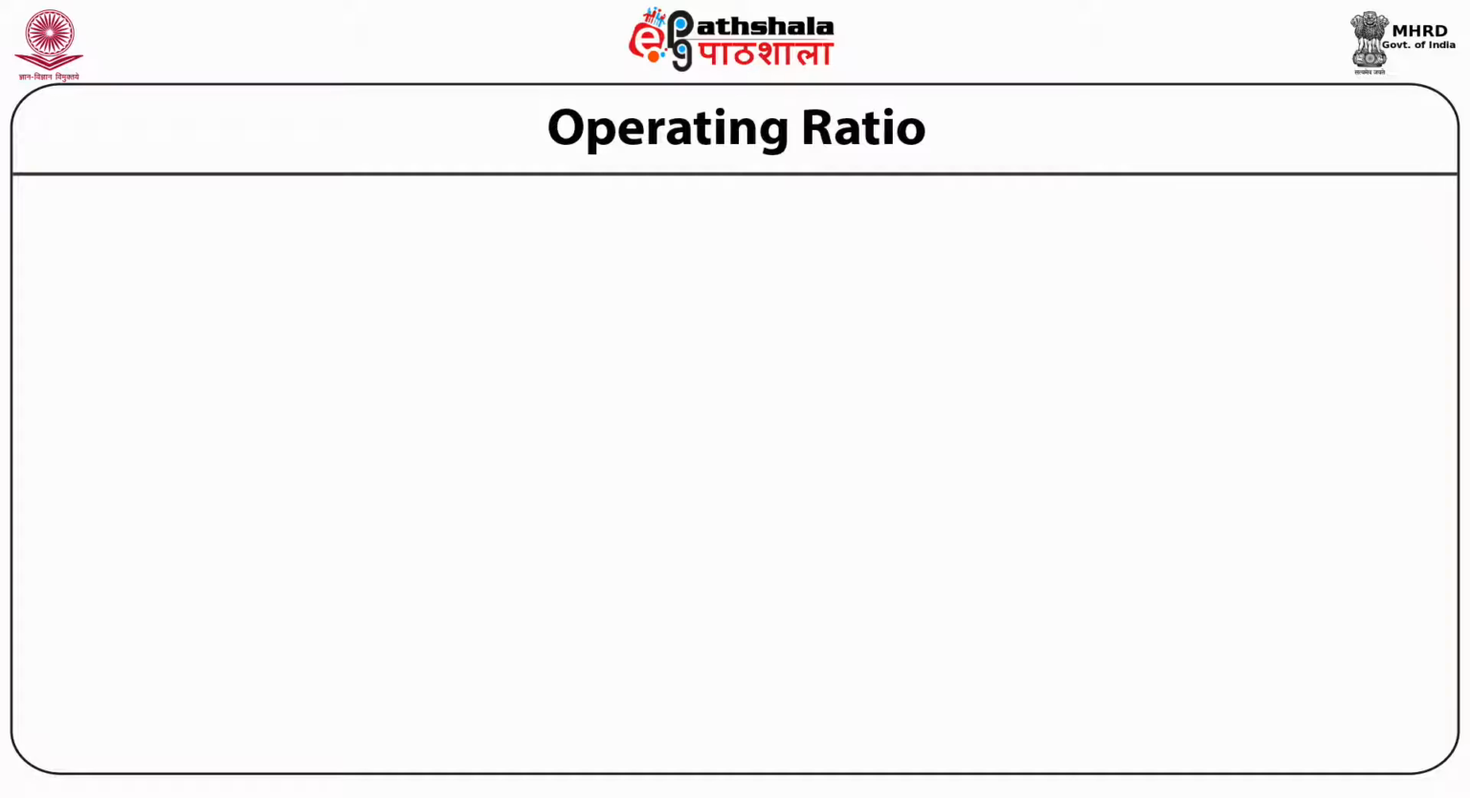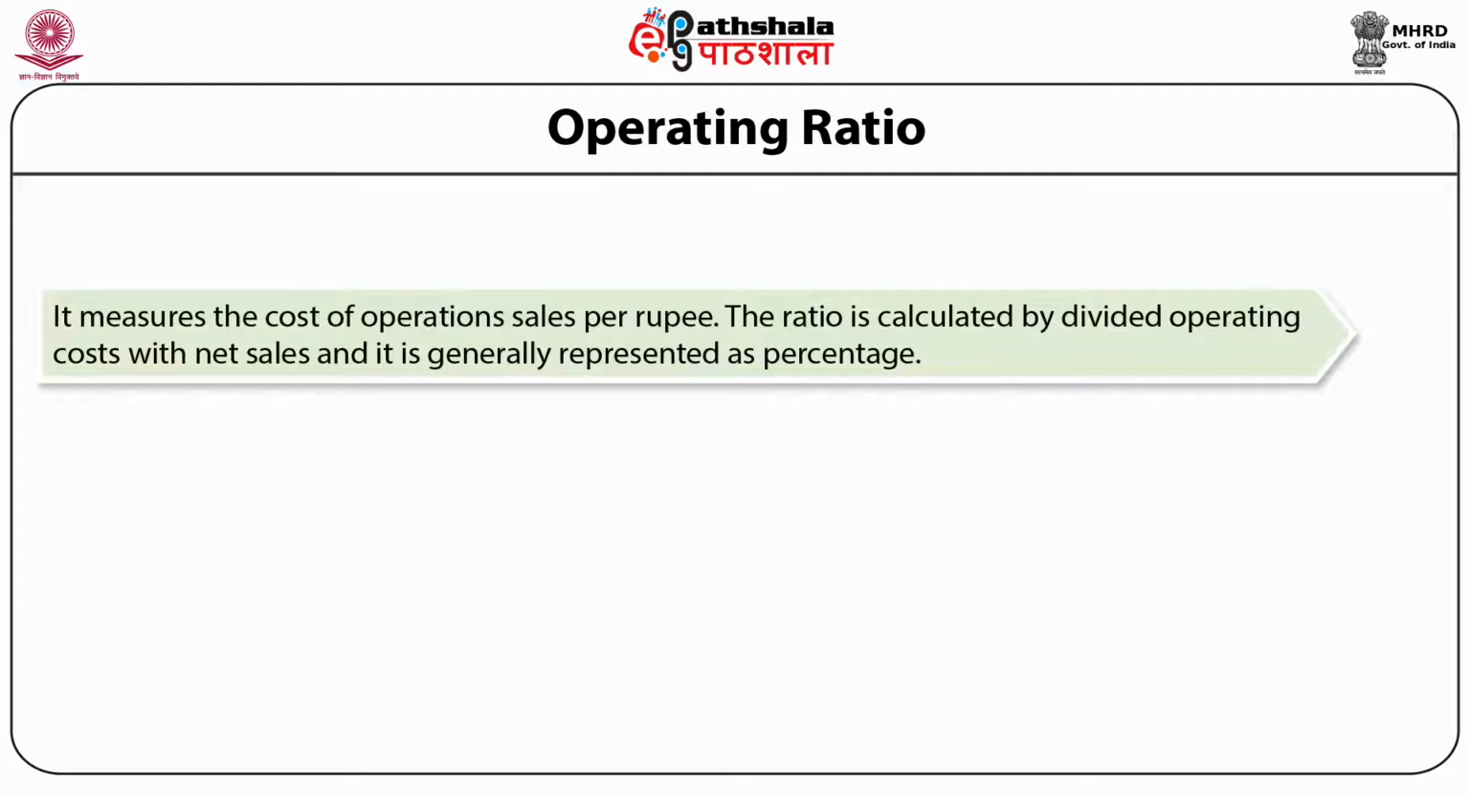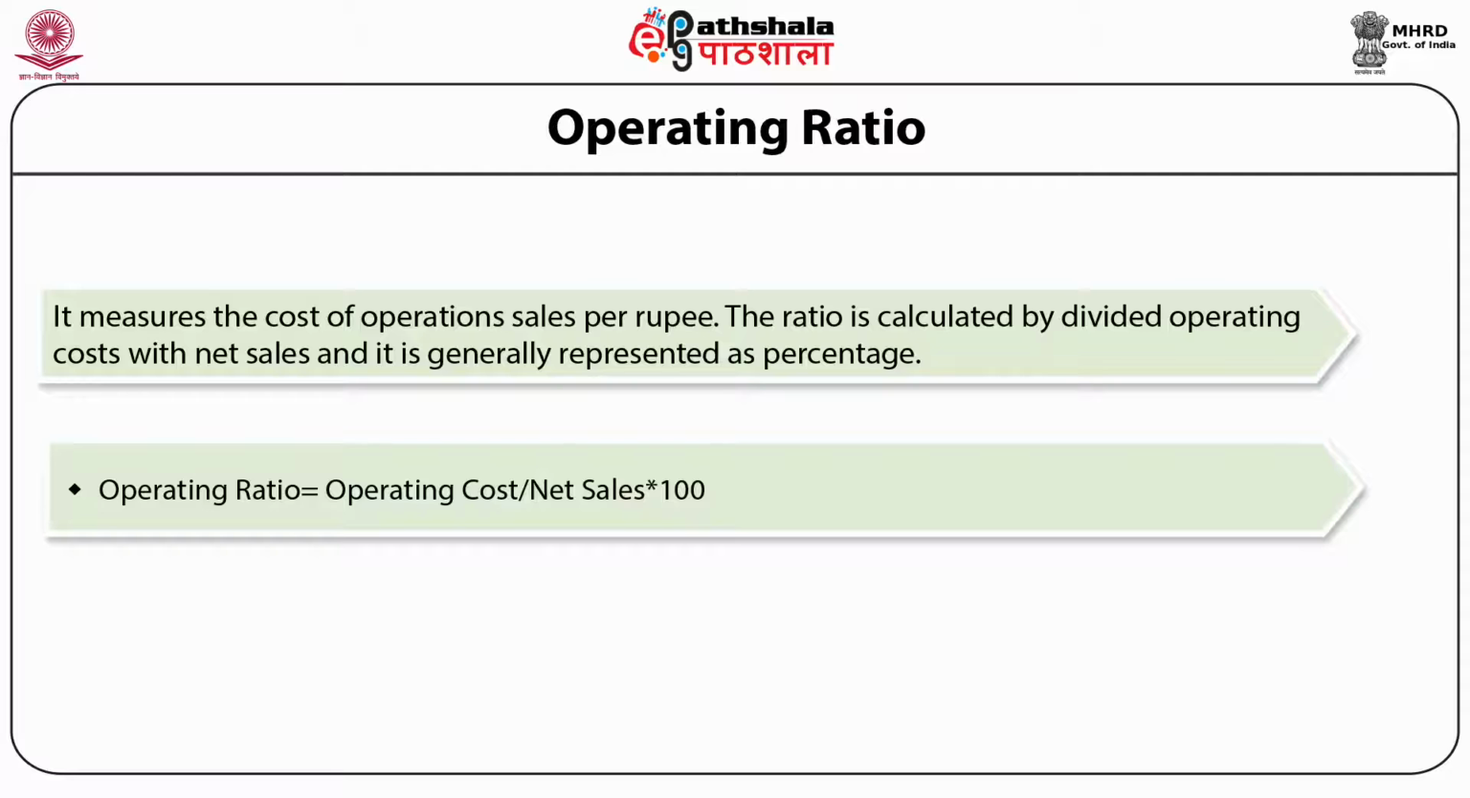Next ratio is operating ratio. Operating ratio measures the cost of operation sales per rupee. The ratio is calculated by dividing operating cost by net sales, and it is generally represented as a percentage. Operating ratio is calculated by dividing operating cost by net sales multiplied by 100.